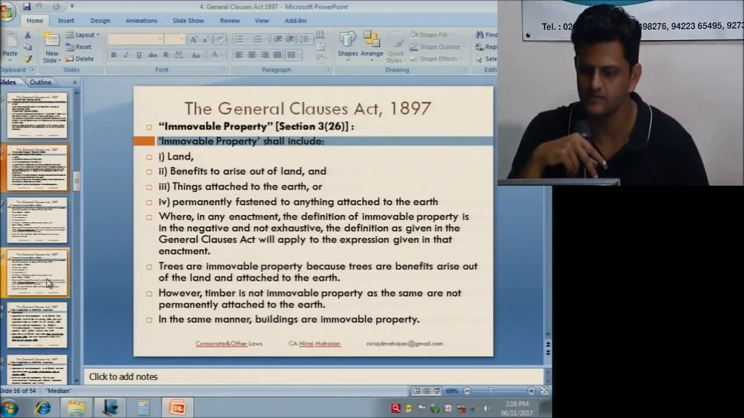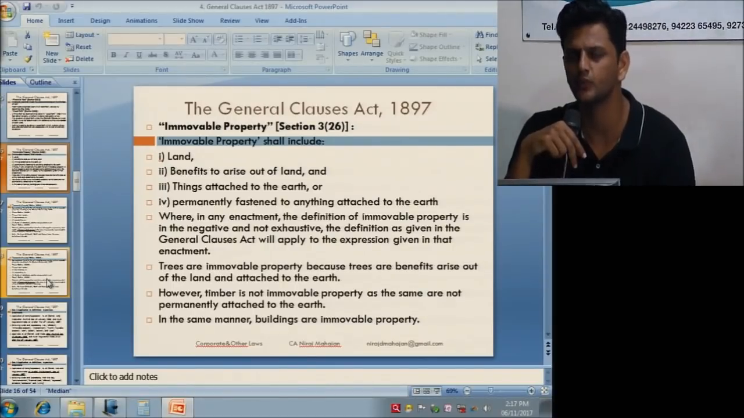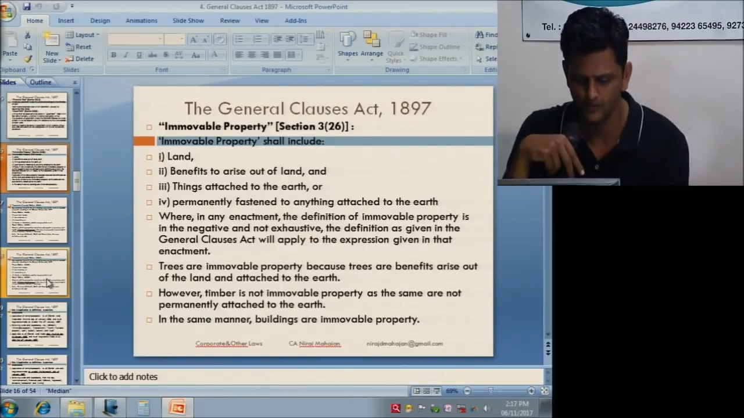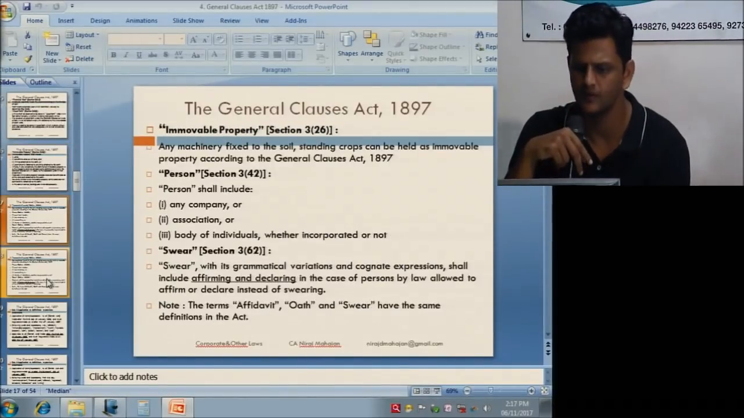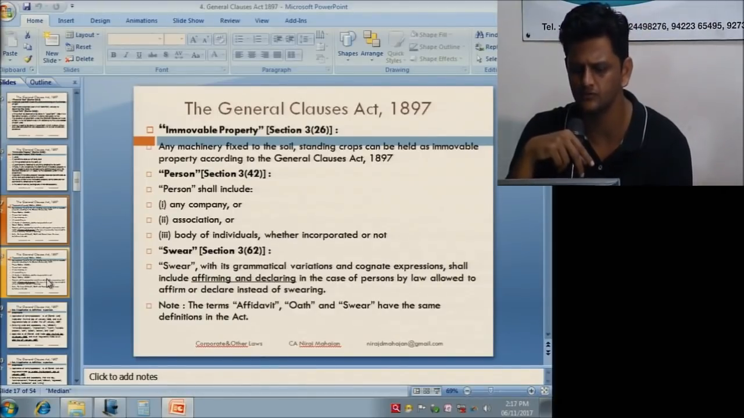Correct? Trees are immovable property because trees are benefits which arise out of land. However, timber is not an immovable property. This is a famous example we have done. It is also part of your question bank in the material. Okay, same question. Buildings are immovable. Machinery is also immovable. Person includes company, association, body of individuals, whether incorporated or not. Swearing means, again, these are all the same things: swearing, affidavit, oath, swear, etc.